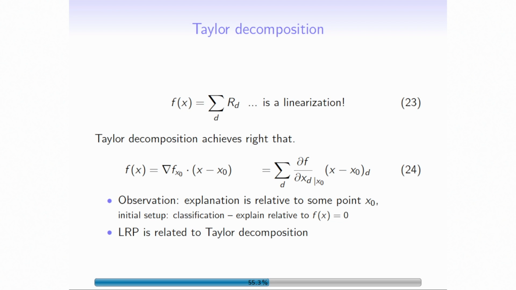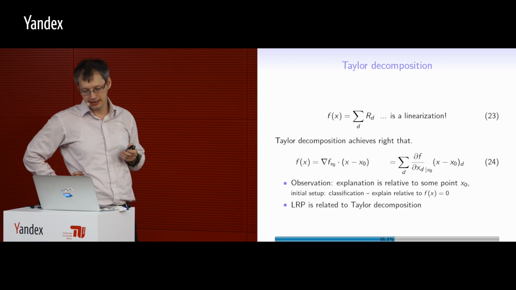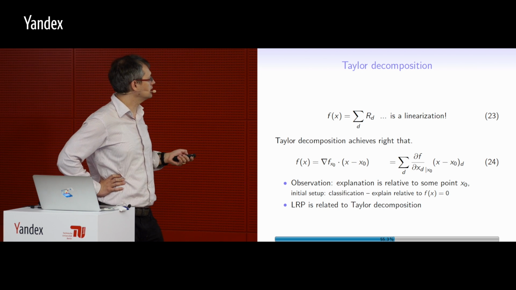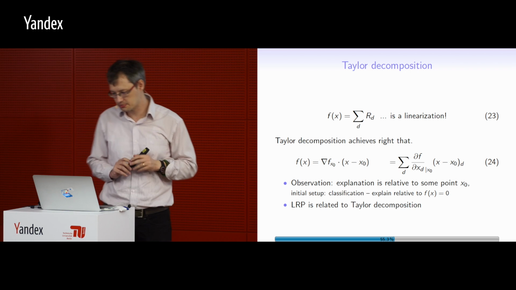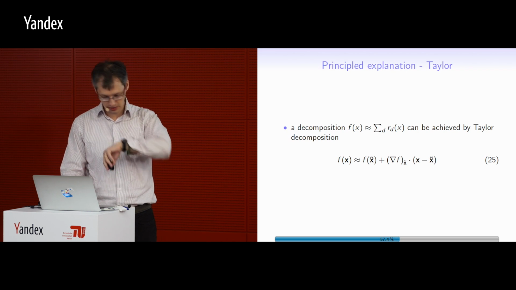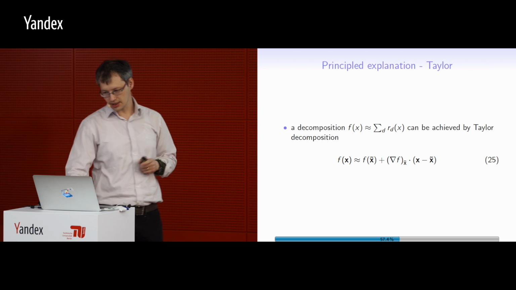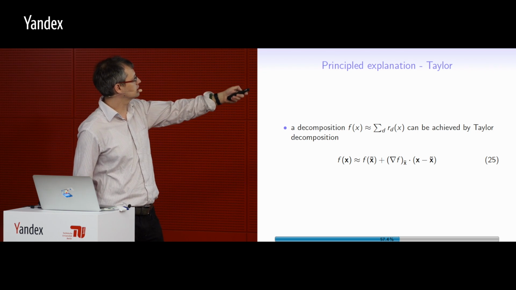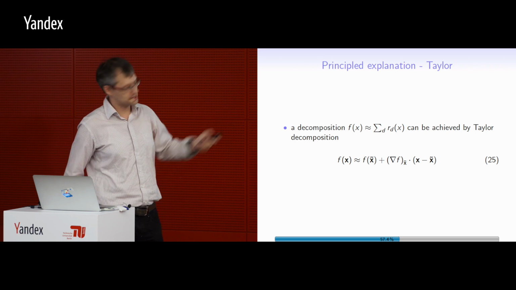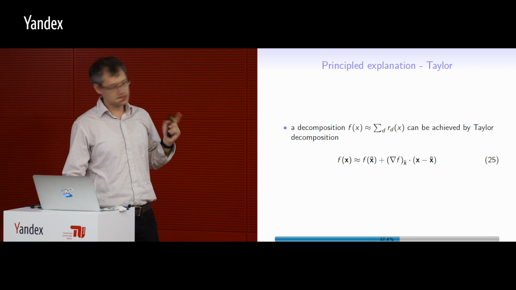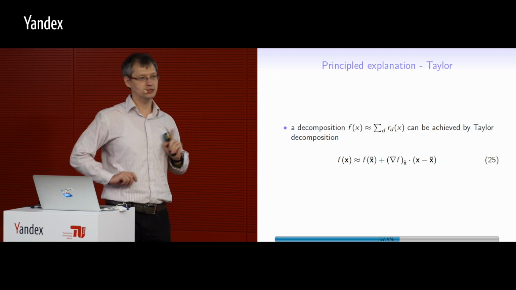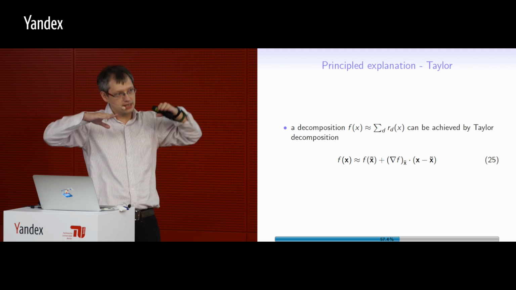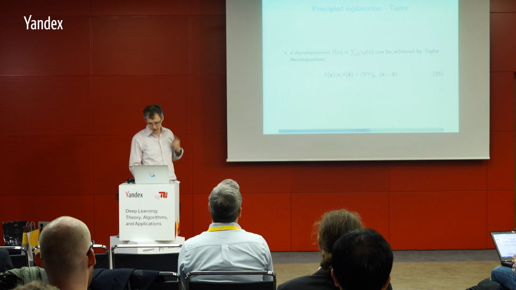Okay, in fact, if you think about this explanation relative to some point, you would come up more to something like Taylor decomposition. And indeed, LRP is related to Taylor decomposition, and Gregoire's talk later will explain this in much more depth. I try to see how much time I have. So, in principle, if you want to have such a linearization, Taylor decomposition does that. But again, you have to choose a point relative to which you explain. Same as LRP does. LRP by default explains relative to the zero state. But it's not a God-given choice, it's a design choice.